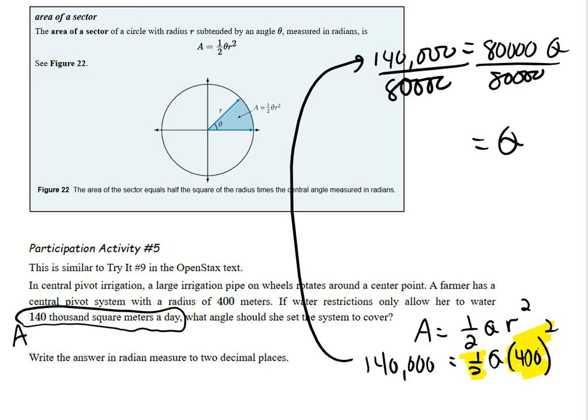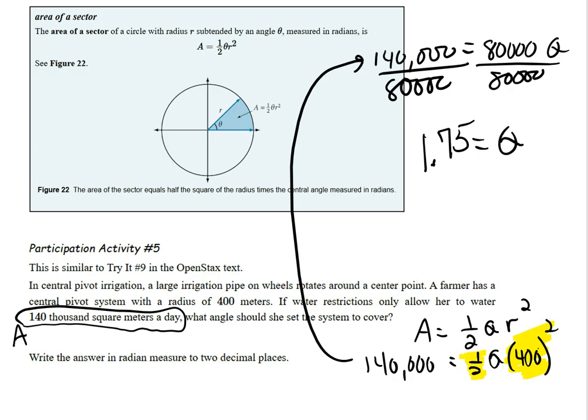So 140,000 divided by the 80,000, and we get 1.75 exactly.